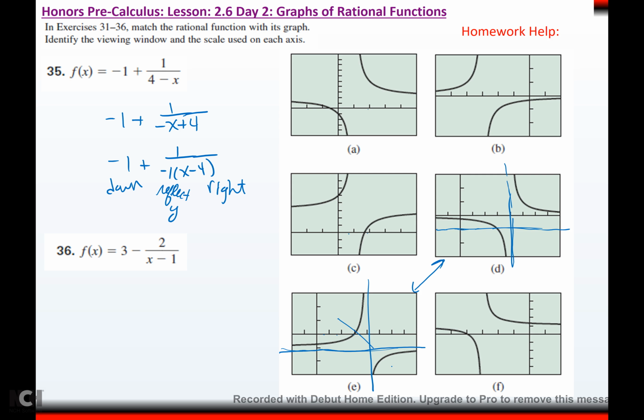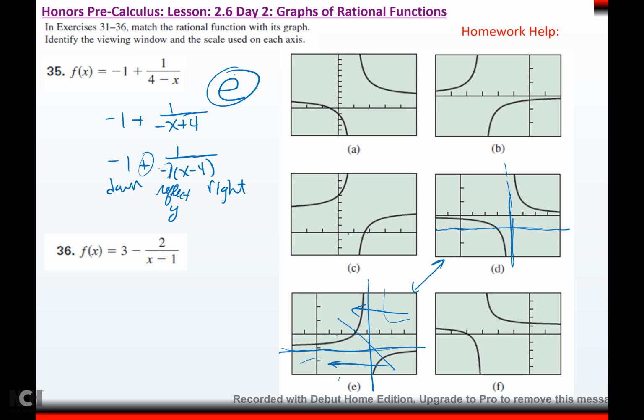Now, why is it reflecting this way when the fraction is actually positive? Well, again, this is going to reflect over the y-axis. So it would be here, but it reflected over y. So this one jumped over this way, and this one jumped over that way. So it's got to be E.